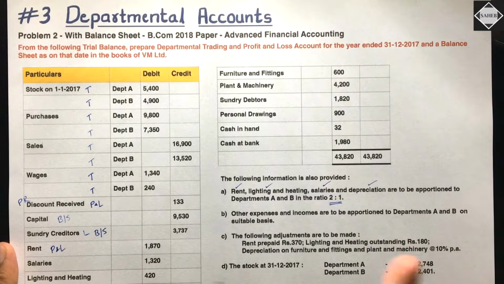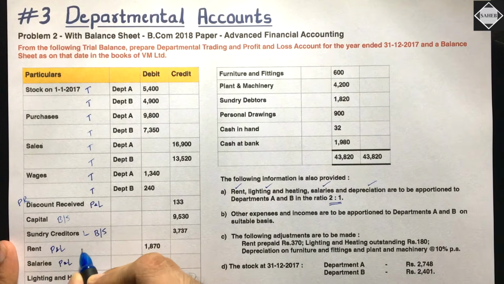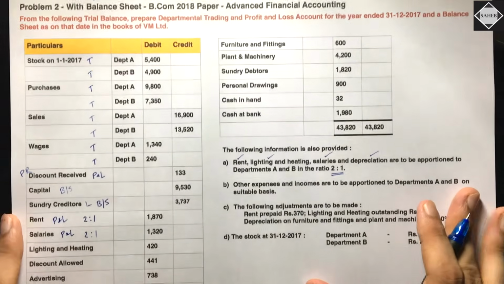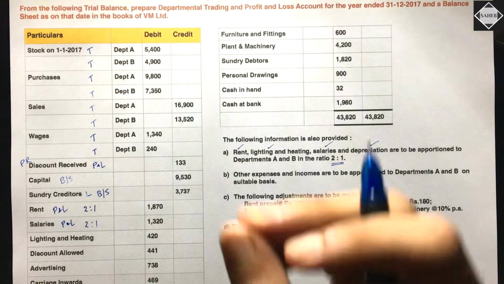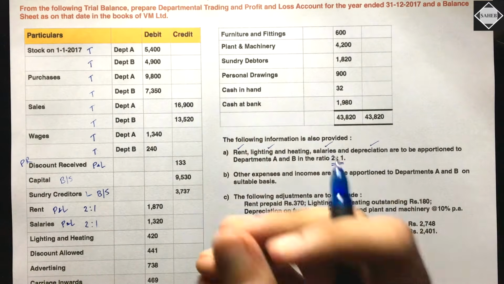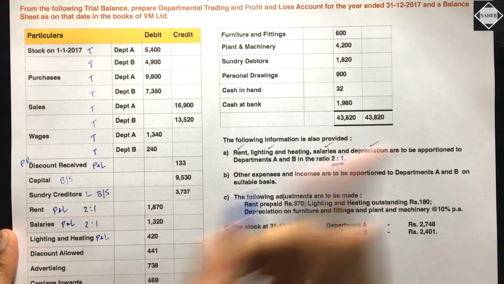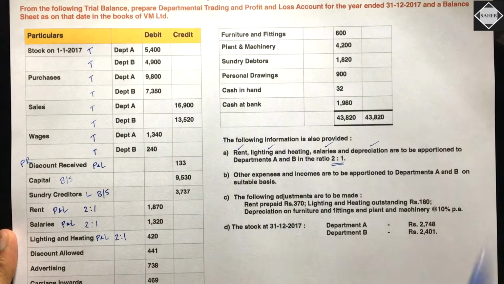So this is a given ratio. Salaries will go in P&L as well. The ratio is 2:1, for this also 2:1, for this also 2:1. Then lighting and heating. Can you see? Lighting and heating is what? It's also an expense related with administration, with the office. So this will also go in P&L. It is not related with the factory, and the ratio is 2:1 as said in the question in the adjustment.